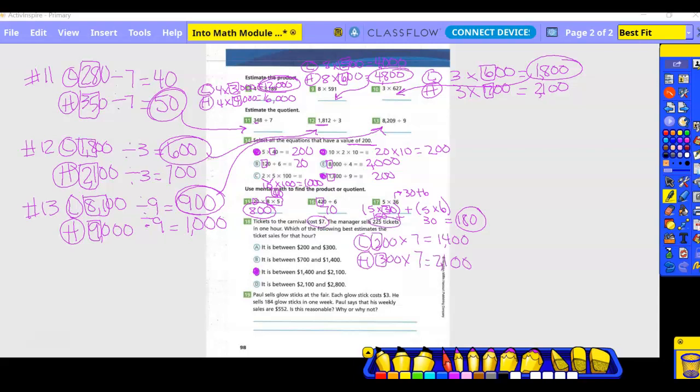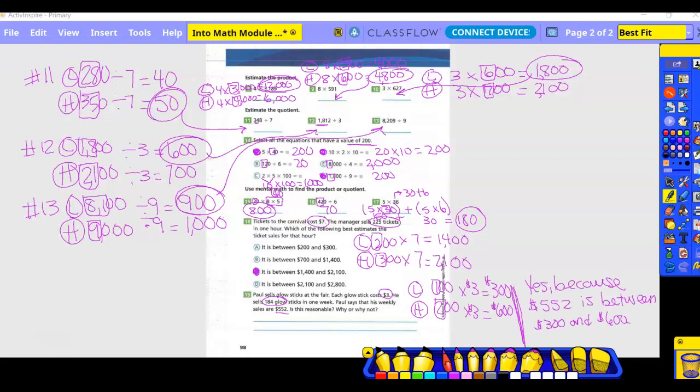Number 18, tickets to the carnival cost $7. The manager sells 225 tickets in 1 hour. Which of the following best estimates the ticket sales for that hour? So we decided that we needed to find the total, so we needed to multiply. So we did a low and a high for 225. 200 would be the low, 300 would be the high. We took each of those times 7 and got 1,400 and 2,100. So we selected letter C.